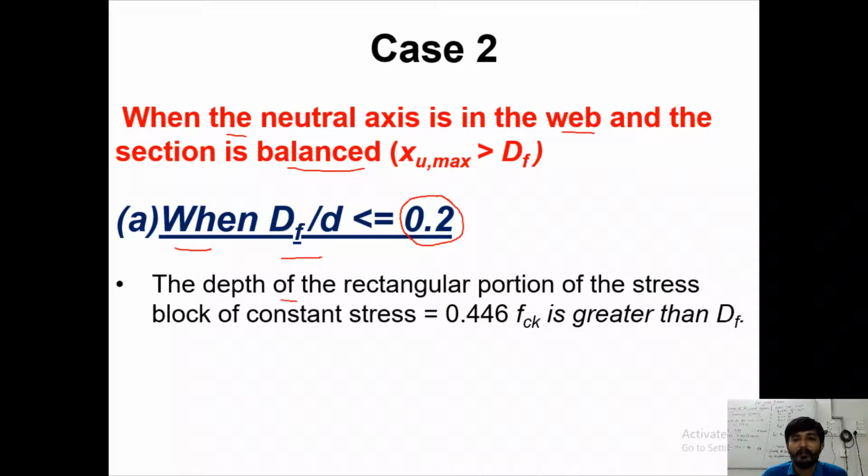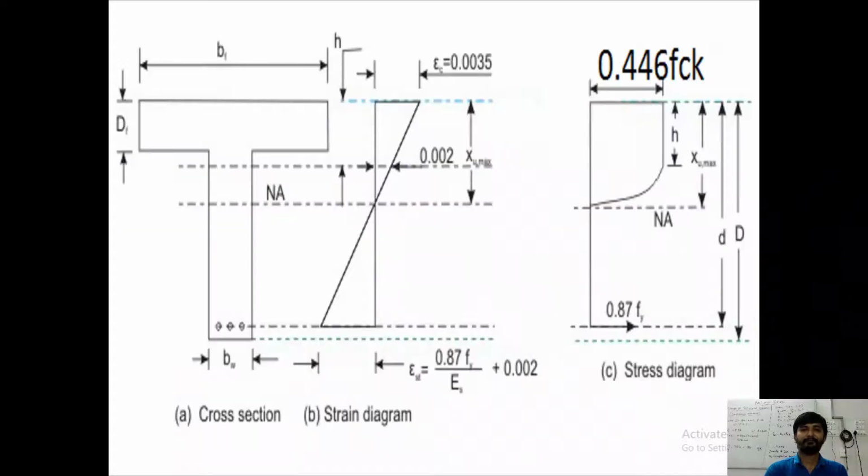So the depth of the rectangular portion of the stress block of the constant stress 0.446 FCK is greater than the depth of flange. So whatever stress diagram we are drawing, in that there is a rectangular portion, right? So that depth is greater than DF. You can see this is the depth of the rectangular portion and this is the DF. So this depth of rectangular portion is greater than the DF value. Right, so this is the stress diagram that we are going to use.